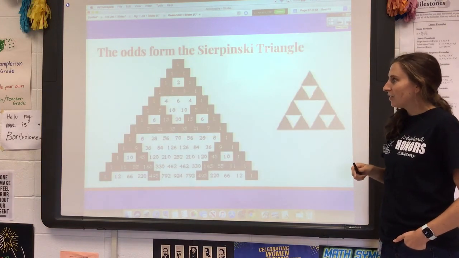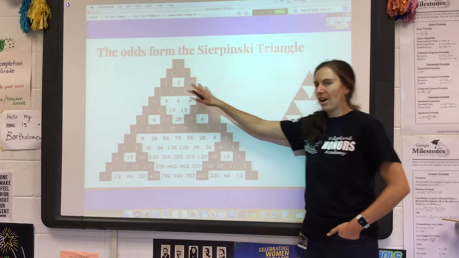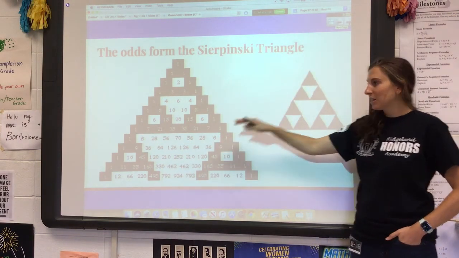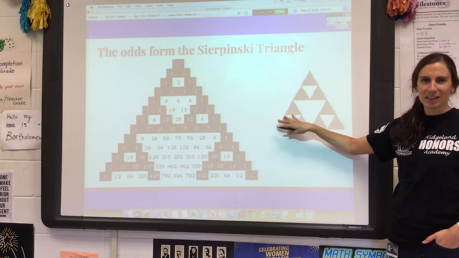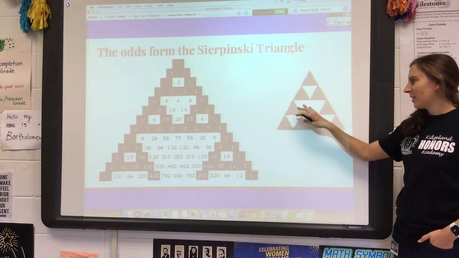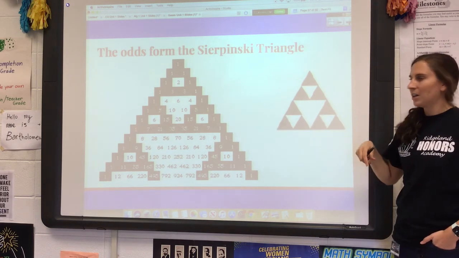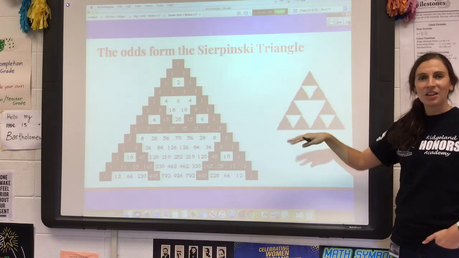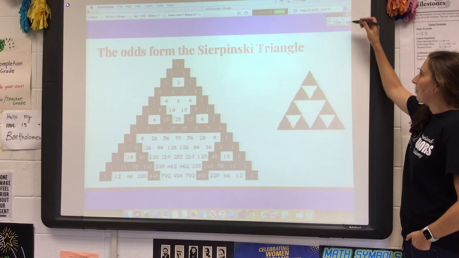And maybe my favorite is if you just highlight all the odd numbers in the triangle, it forms the Sierpinski Triangle, which we talked about last year as well. It's an infinite fractal, one of my favorite geometric objects. So tons of cool connections.